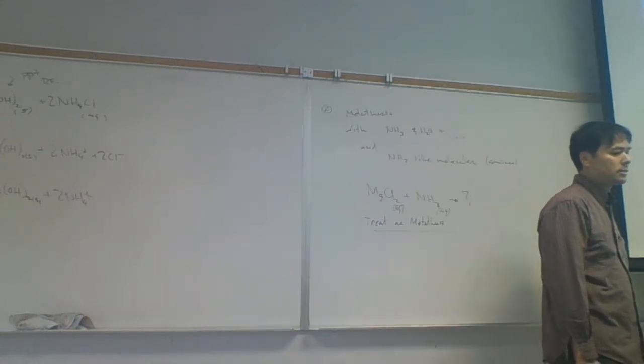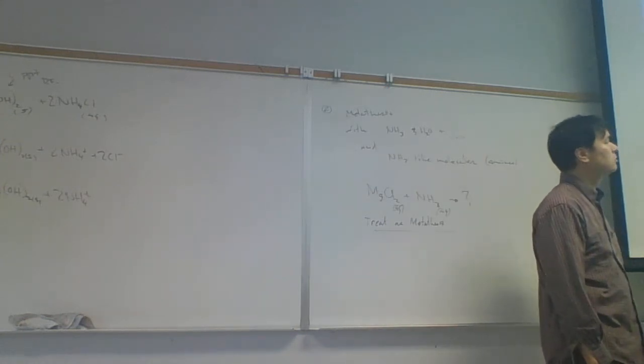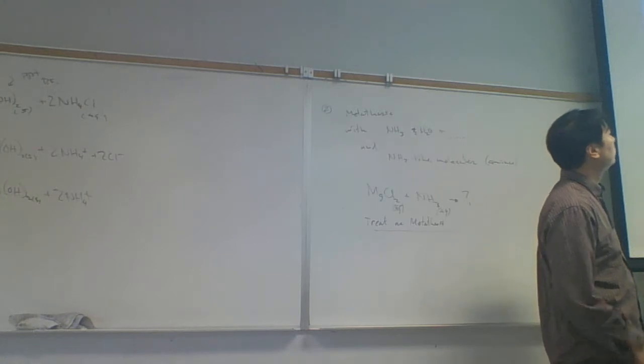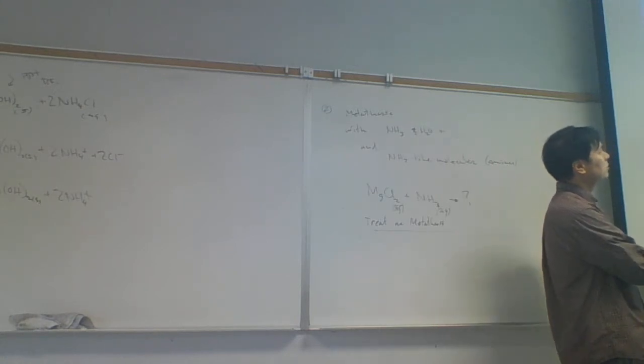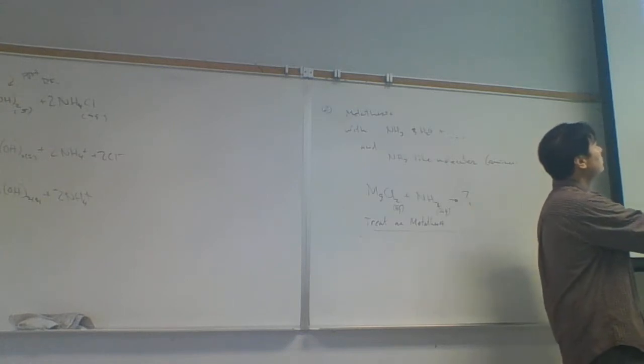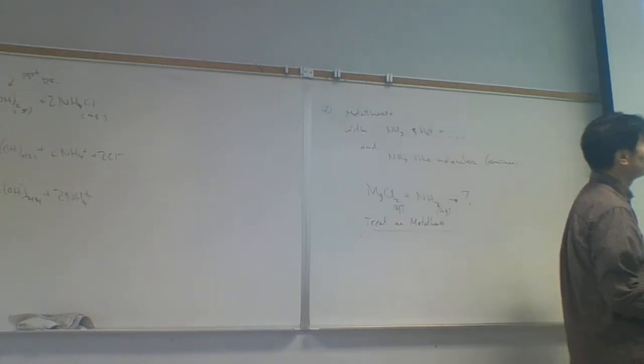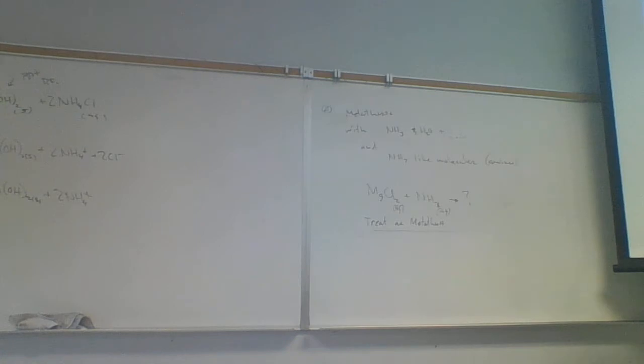CO2, I told you, is an acid, but it's not a Bronsted acid. CO2 is what we call a Lewis acid. What Lewis acids are capable of doing is accepting an electron pair. Lewis bases are electron pair donors. And so ammonia is an electron pair donor. The electron pair can pick up the proton and form ammonium.